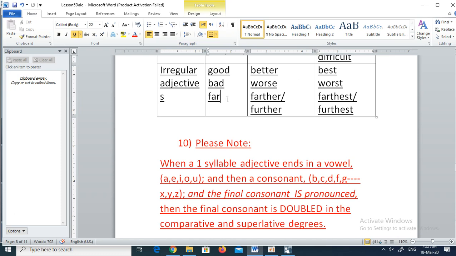The last very common English adjective that is irregular in the degrees of comparison is the word far, and in the comparative degree you can either say farther or more commonly further, and in the superlative degree you can say farthest or furthest.